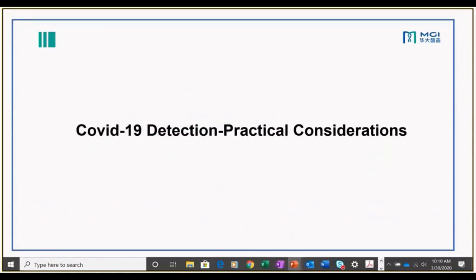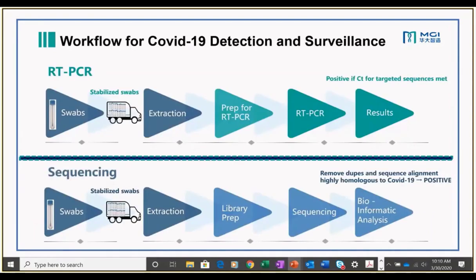Now, coming to the practical considerations of detection and surveillance. As we know, the swabs need to be collected at hospitals and collection sites. They need to be transported. And then in the central lab, the extraction, real-time PCR prep and real-time PCR happens and the results are generated. If you are a sequencing lab, then the same thing, the swabs need to be transported to the central lab, which does extractions, library prep and sequencing and bioinformatics analysis.